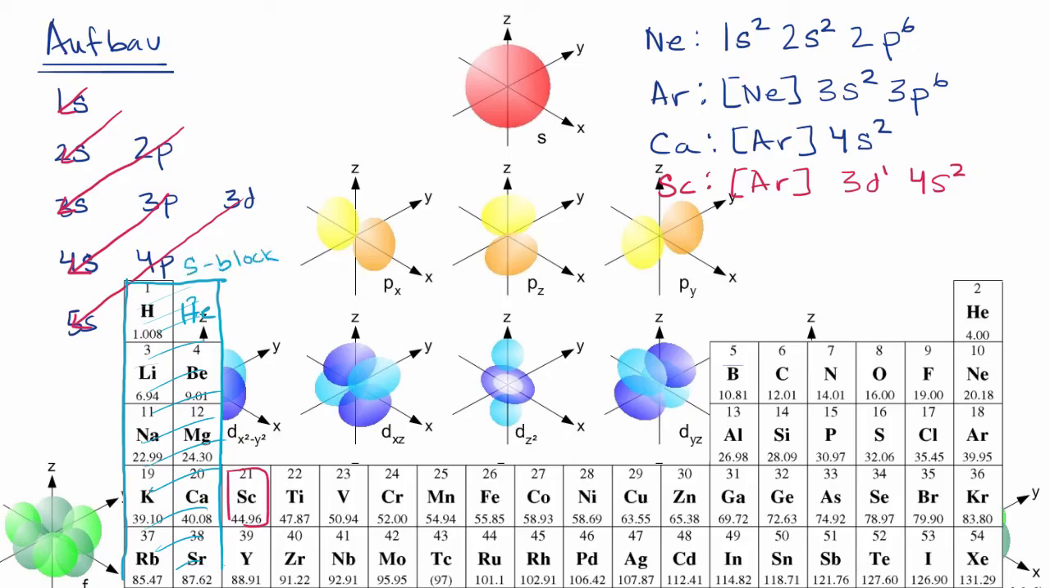Now, which elements are building out their p subshells? Well, all of these elements right over here are building out their p subshells, or have it fully built out. And because of that, all of these elements, we call these the p block. And these elements in the middle right over here, scandium is one of them, they are called the d block.